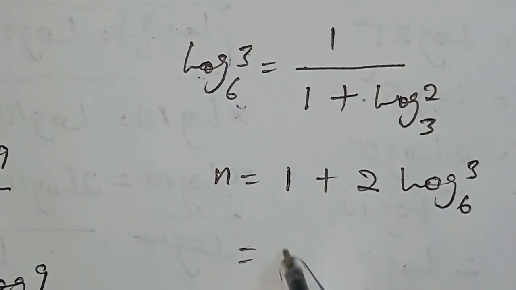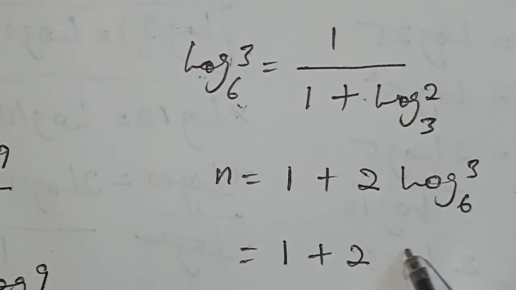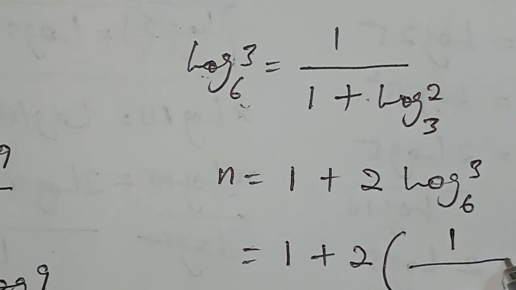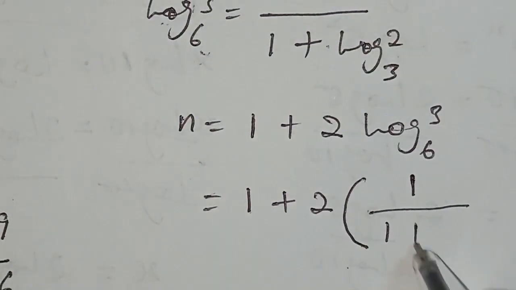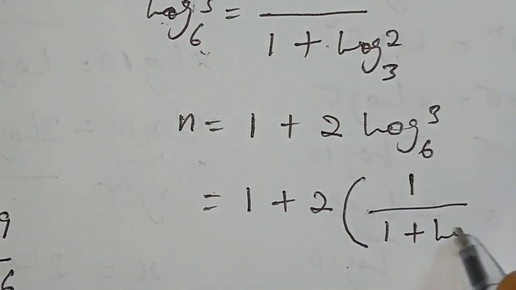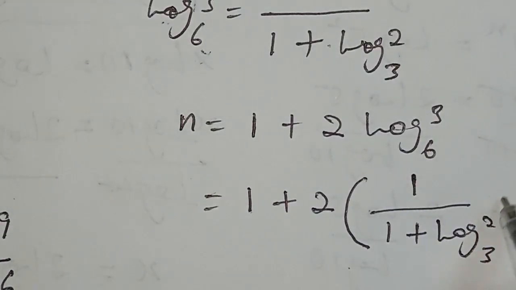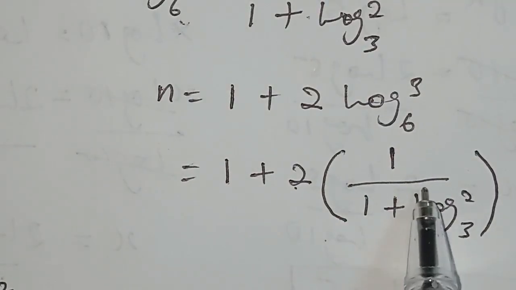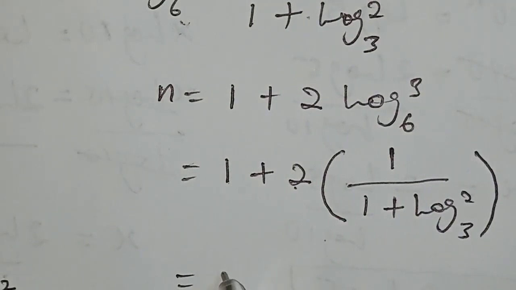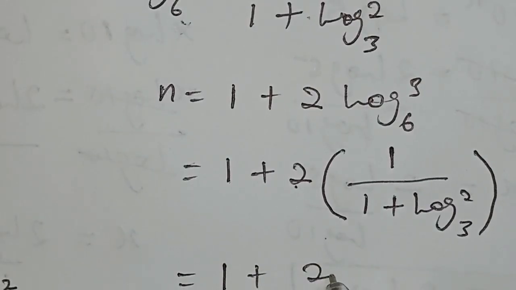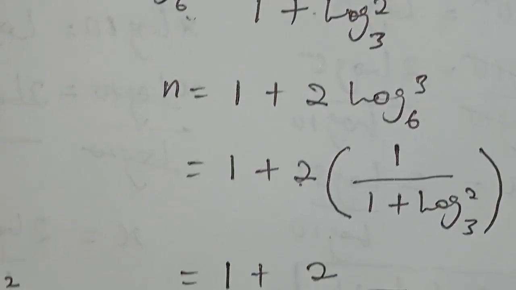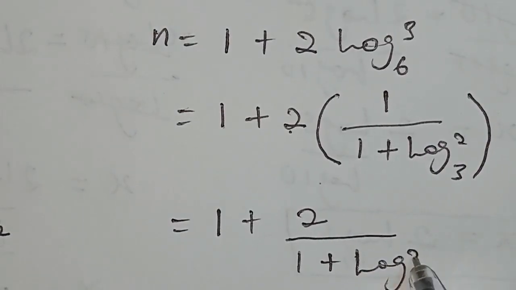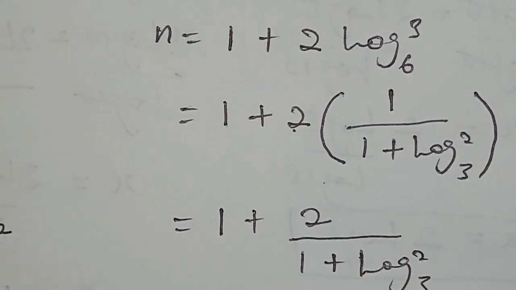We now have that equal to 1 plus 2 into bracket 1 over 1 plus log 2 base 3 into bracket. So we can multiply these two with the brackets. We now have that equal to 1 plus 2 over 1 plus log 2 base 3.